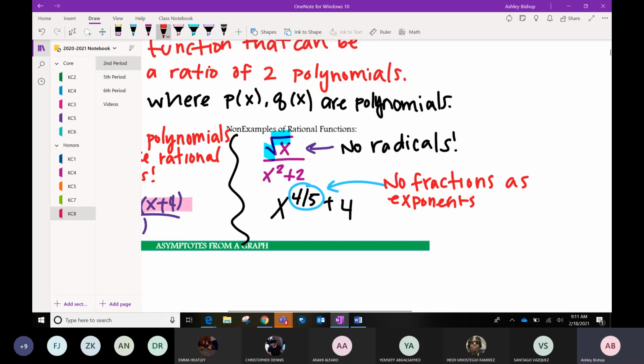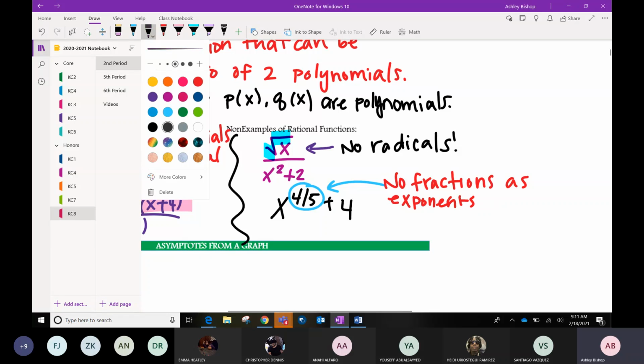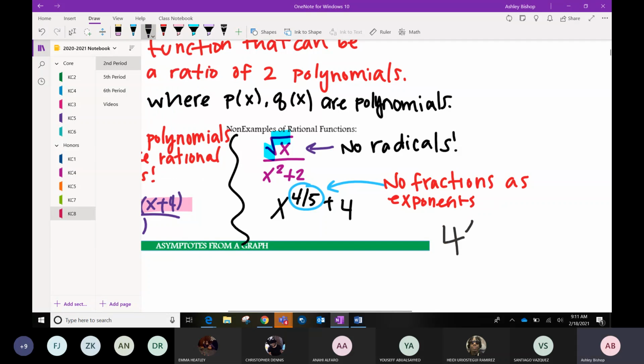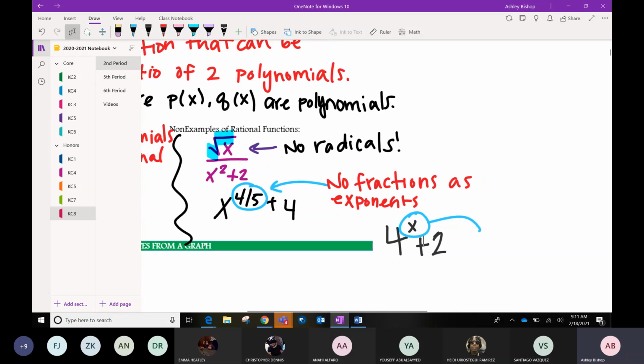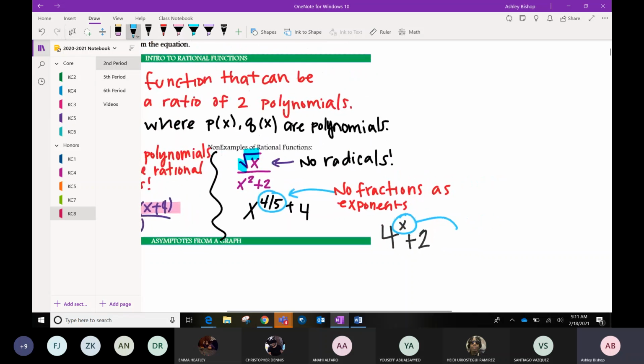Okay, and lastly, one last example is you also can't have any variables as exponents. No variables as exponents. So no letters. The only thing we can have as exponents is nice whole numbers.